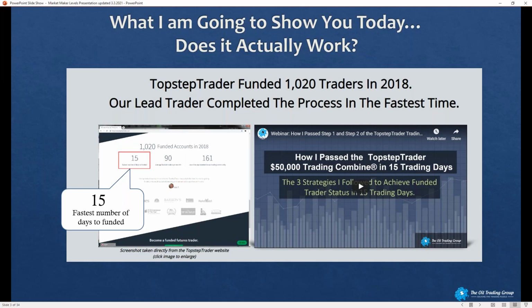If you notice there, I've highlighted in red, it says 15 was the fastest number of days, which is the minimum amount of time that you could go through step 1 and step 2 to become a funded trader at Top Step Trader. And you'll notice on the right of the screen, I did a webinar back in 2018 where we talked about how I went from basically zero to funded trader in the least amount of time possible, which was 15 days. I'm going to throw a link to the YouTube channel.